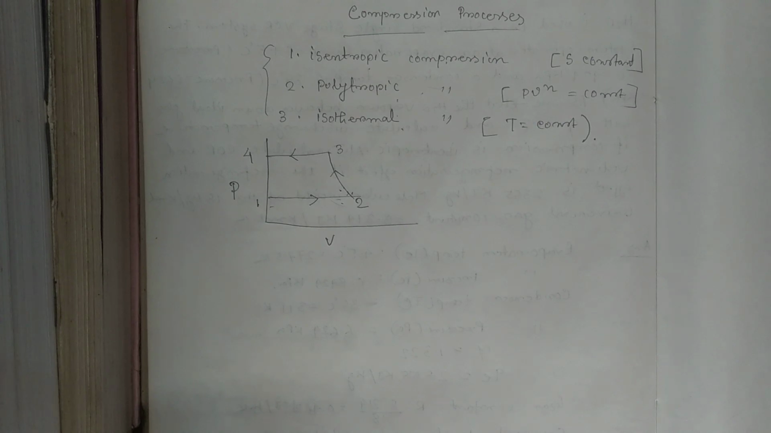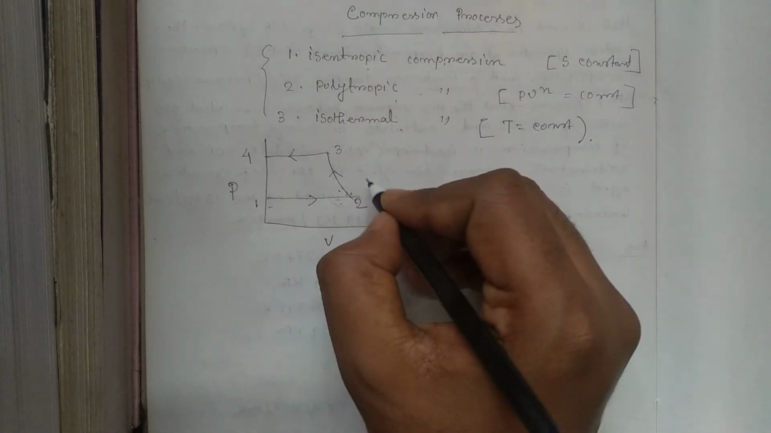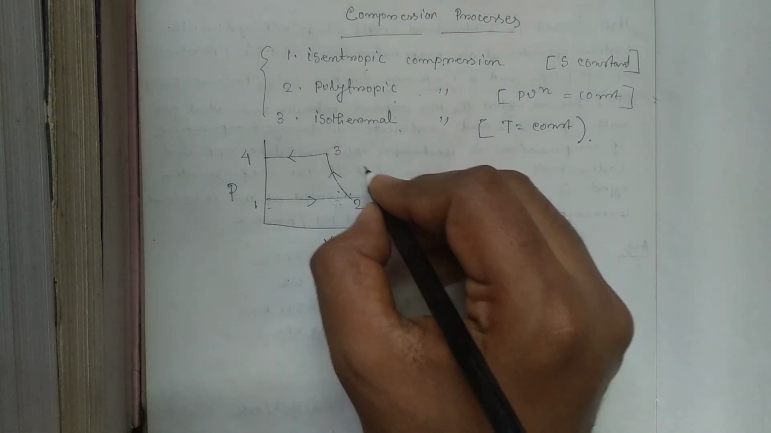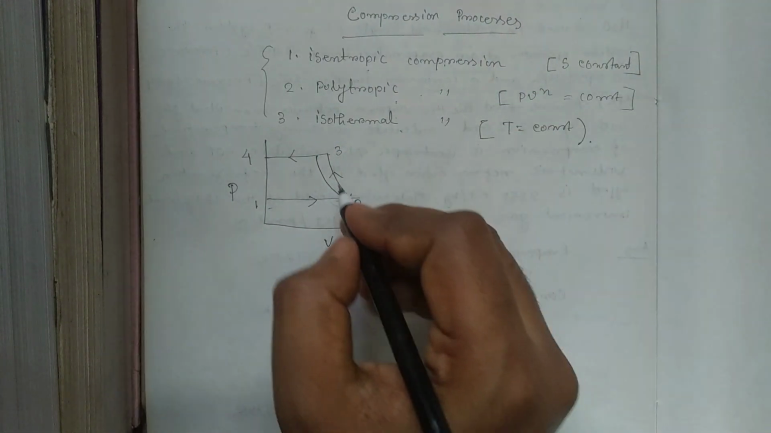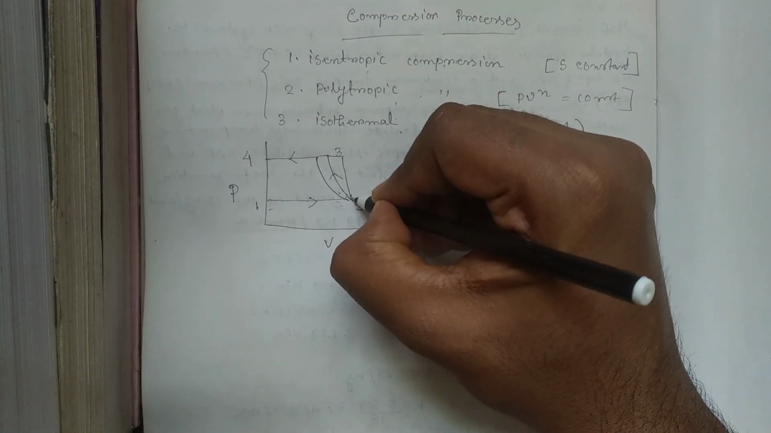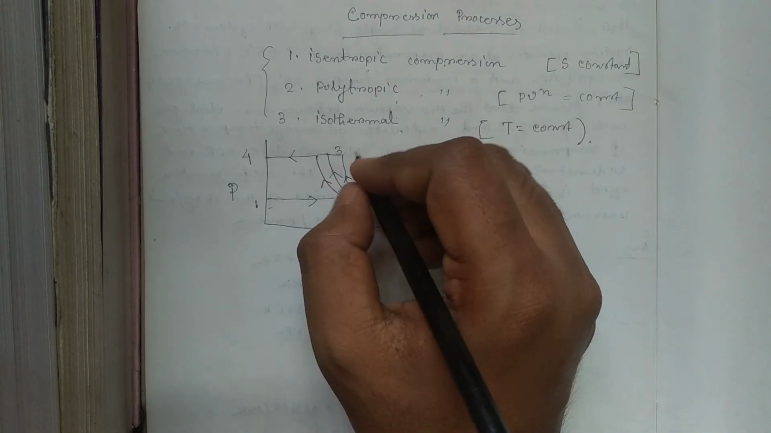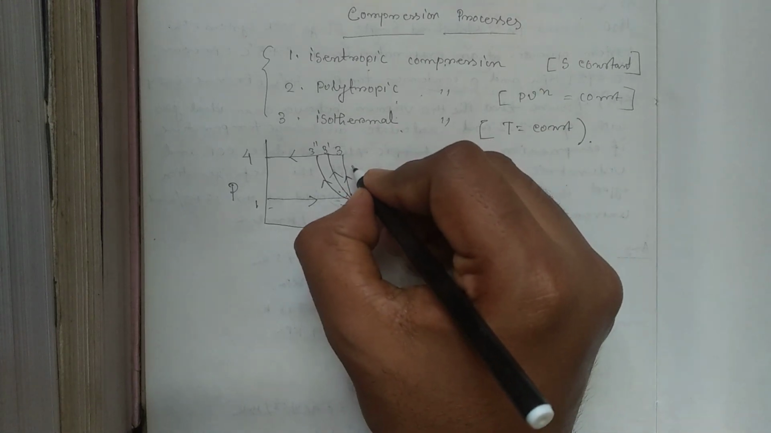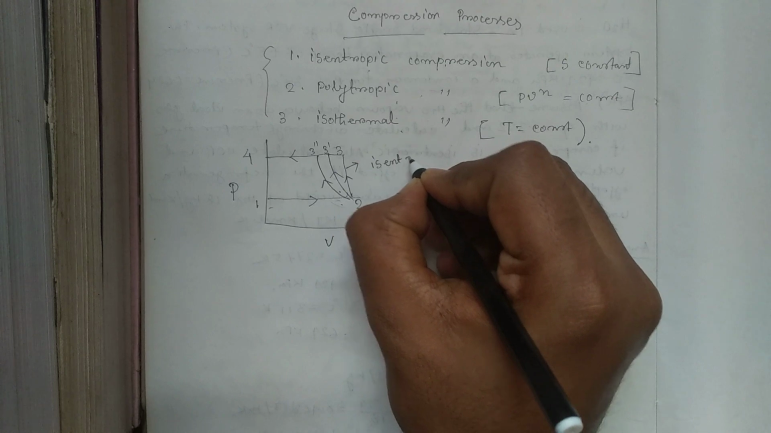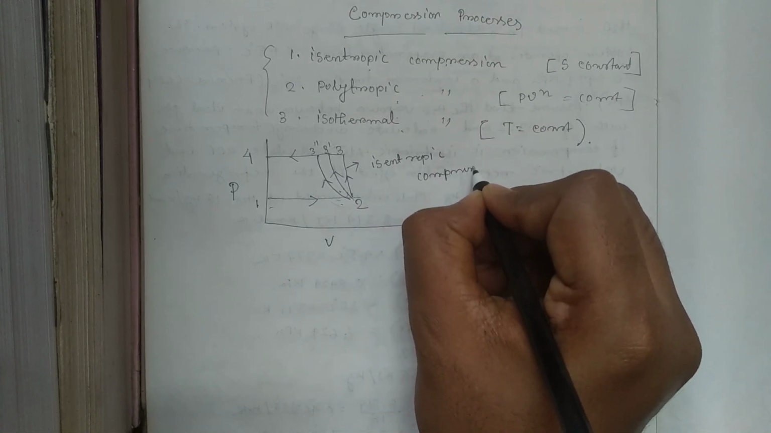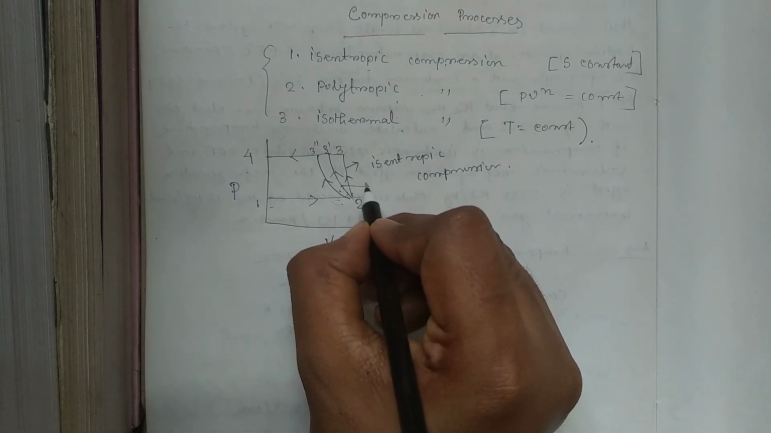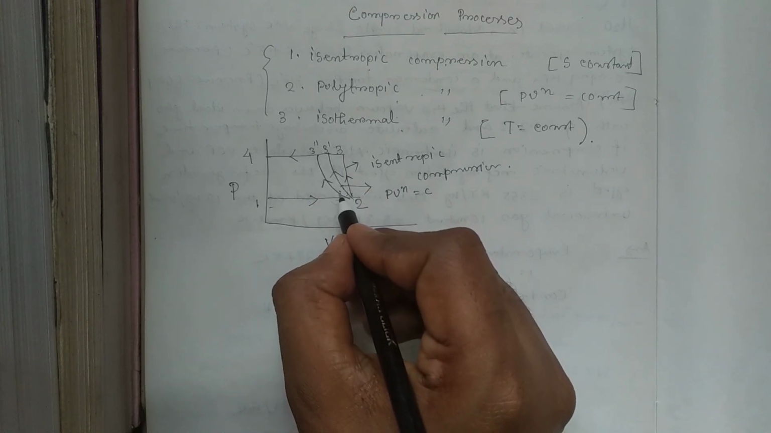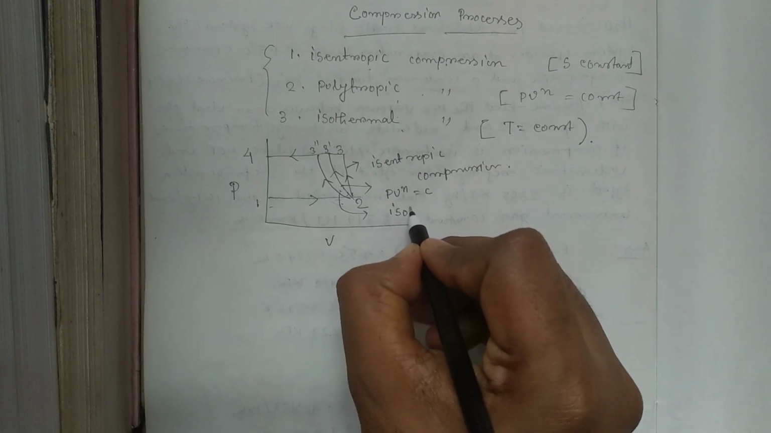Suppose you draw the PV diagram of the process, 1 to 2, 2 to 3, 3 to 4. For 2 to 3, there can be three different processes. Suppose this is your 3, so 3 dash and 3 double dash. 2 to 3 dash indicates isentropic compression. Now 2 to 3 dash is a polytropic compression process, so Pv to the power n is equal to constant. And 2 to 3 double dash suggests that this compression process is isothermal compression.